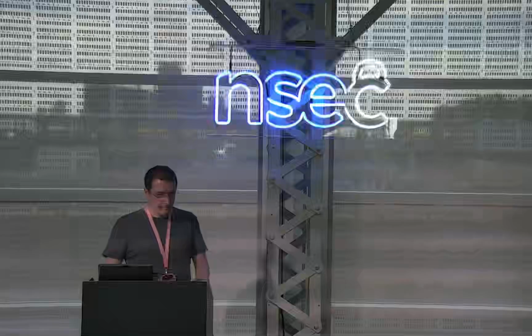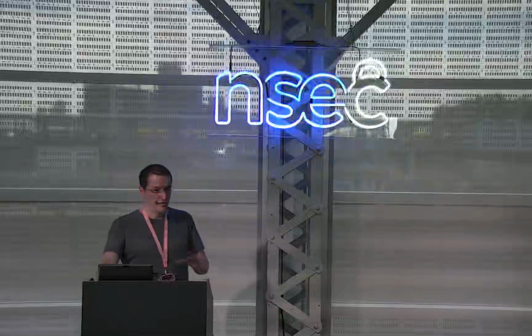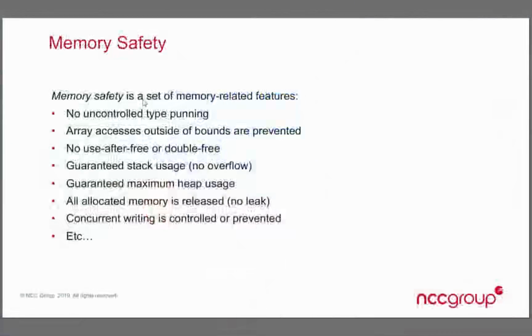Memory safety, I've talked about it already several times. I've not told you what it means. And it means a lot of things, and you never get all of them. So for instance, you want no uncontrolled type punning. You want no buffer overflow, of course. You want, in the context of dynamic memory allocation, no use after free or double free.